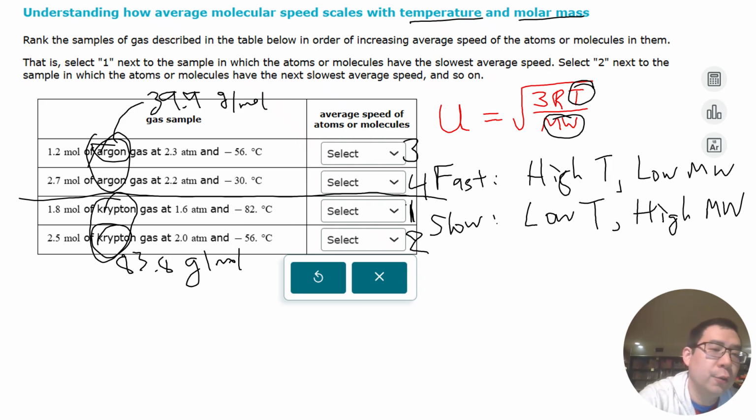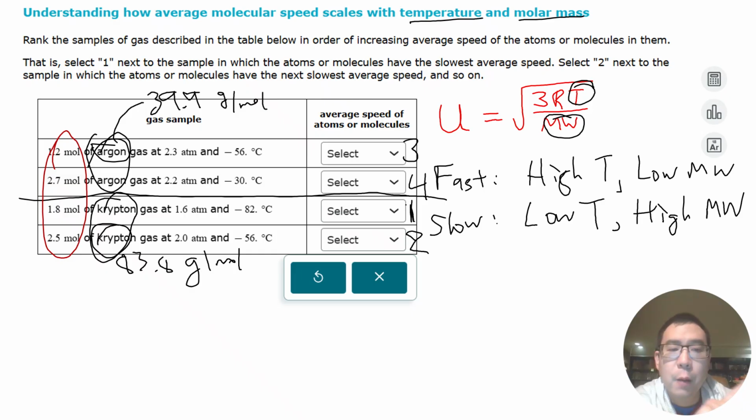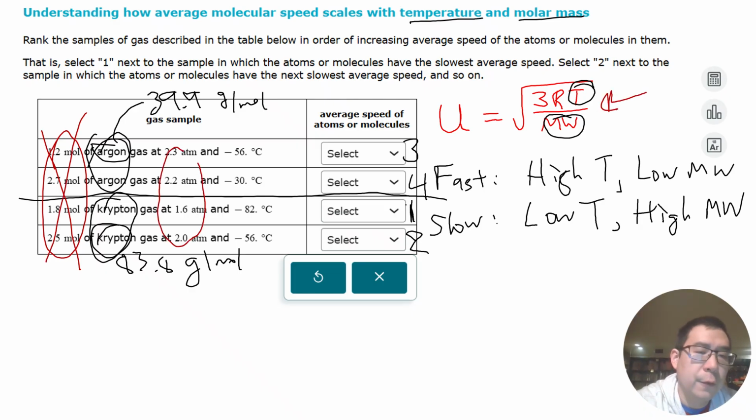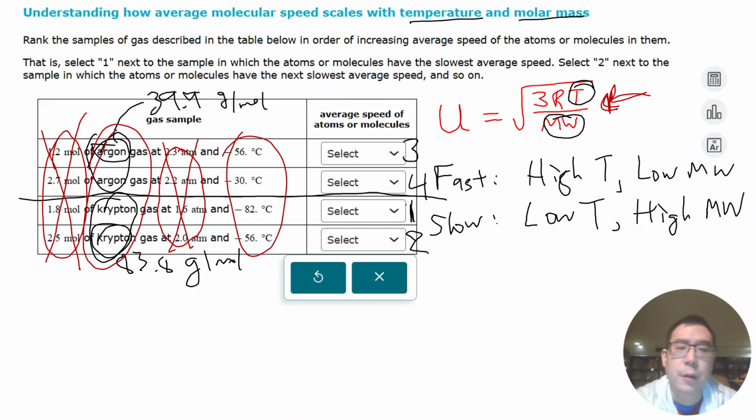What did we not use? We did not use the amount, the number of moles. Moles, not molecular weight, not molar mass. Moles is something that we don't find in this formula, so we don't use it. What about the atmospheric pressure? Again, we don't find it in the formula for speed. We don't use it. We use the temperature, and we use the identity of the elements, which gives us the molar mass.